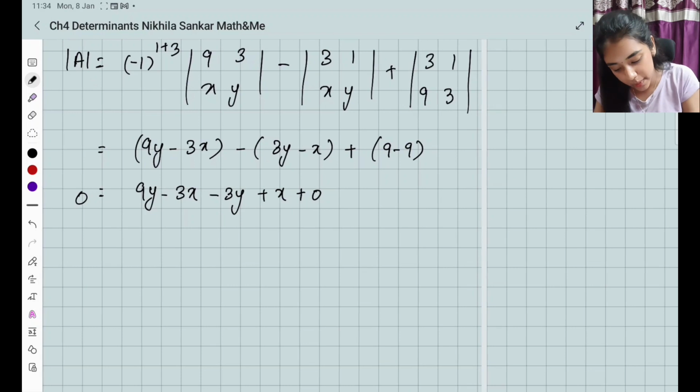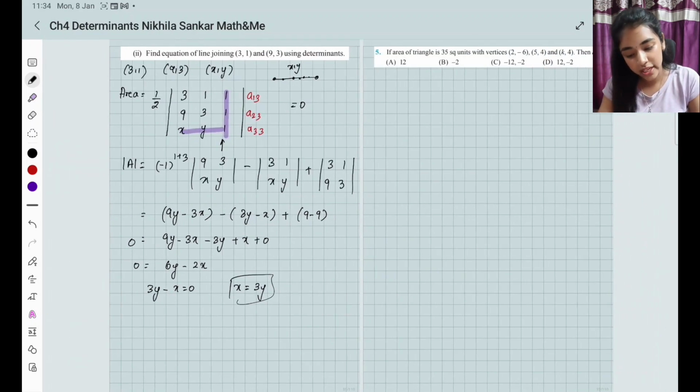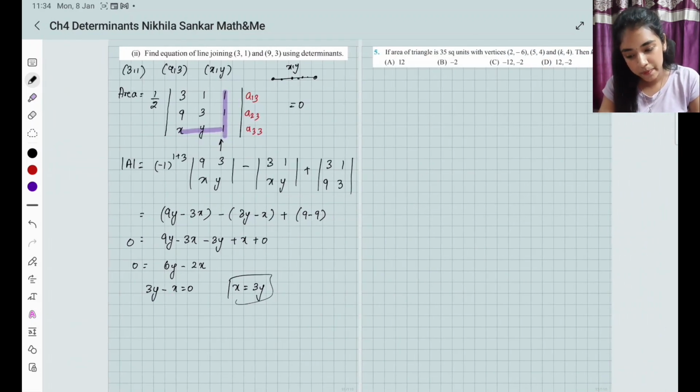So equating it to 0, I'll have 6y minus 2x equals 0. Taking 2 common, I have 3y minus x equals 0. So x equals 3y. Okay. So this is going to be the equation of the line joining the 2 points. Please copy.